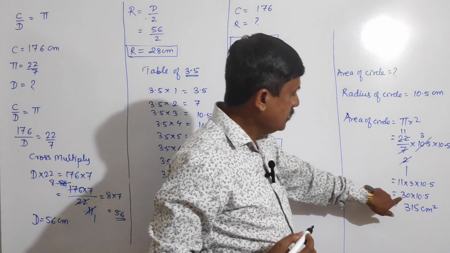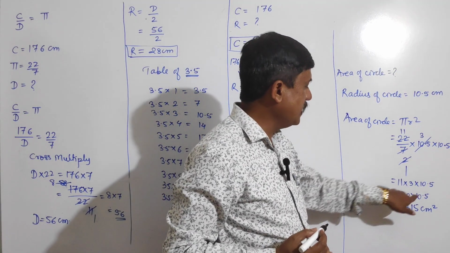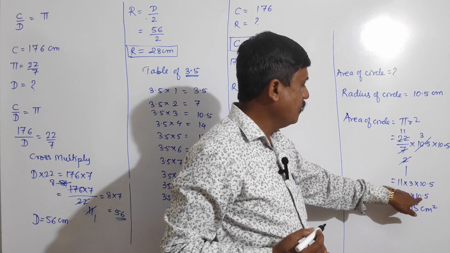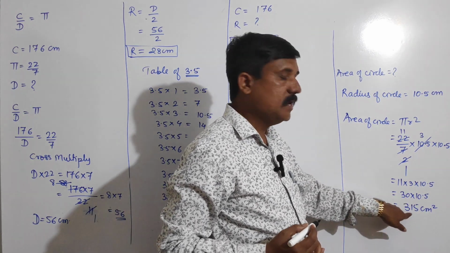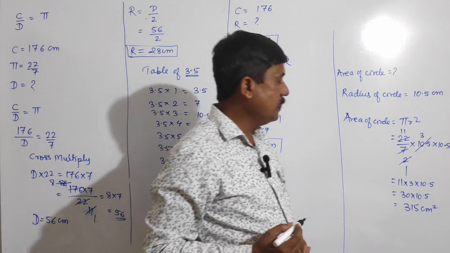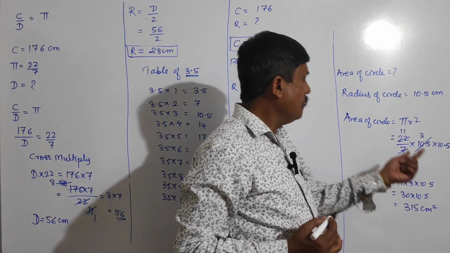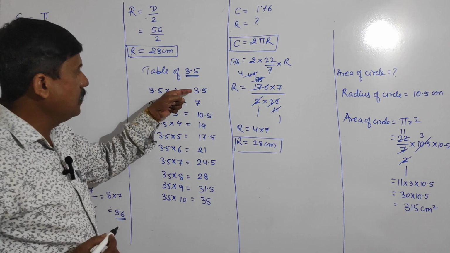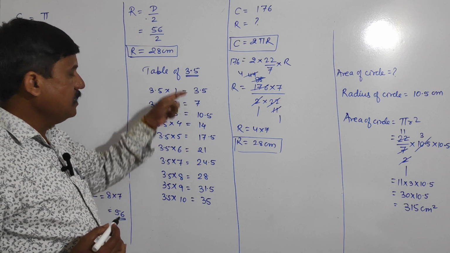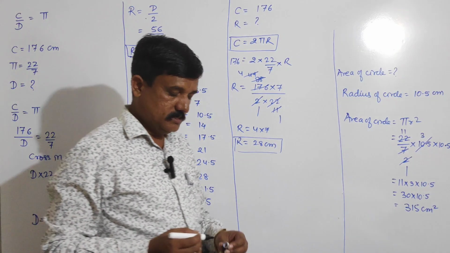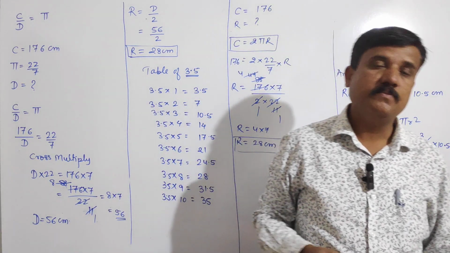See, 3 5s are 15. 1 carry. 3 1s are 3, 0, 0. 1 carry 1. 3 1s are 3. So 315 centimeter square. So if you are learning this table 3.5, 7, 10.5, 14, 17.5, then your calculation will be easy. You can solve some similar sums.